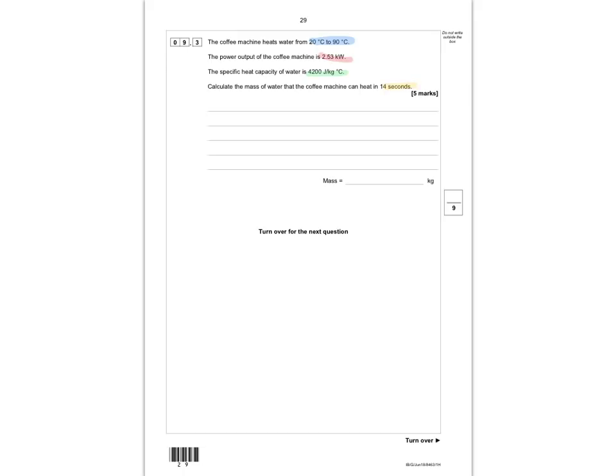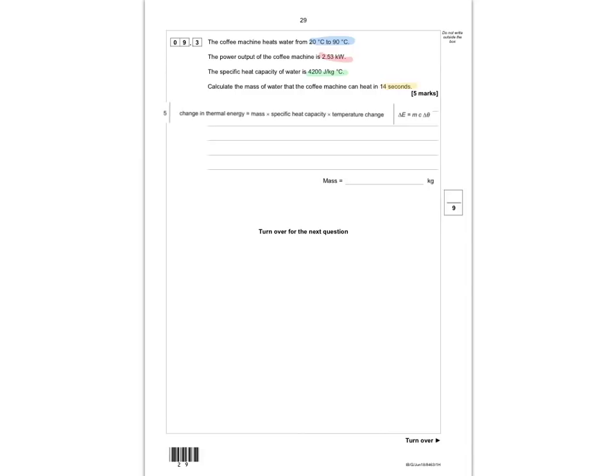So I think the first thing we need to do is look at the equation sheet, because you can get one of the equations from there. I've placed the equation we can get from the equation sheet onto the screen, so you can see change in thermal energy equals mass times specific heat capacity multiplied by temperature change, or delta E equals mc delta theta.